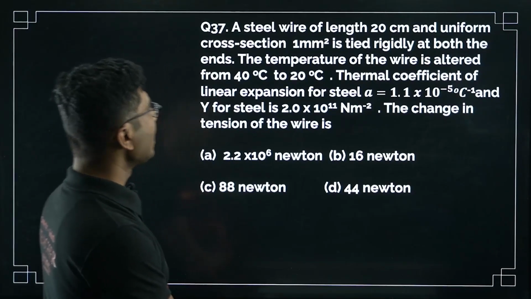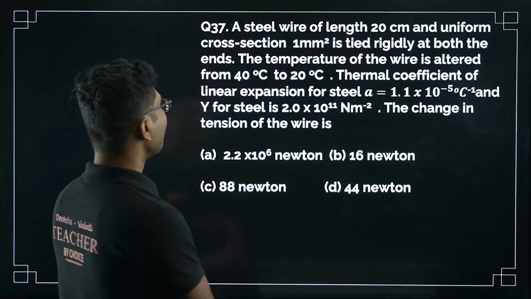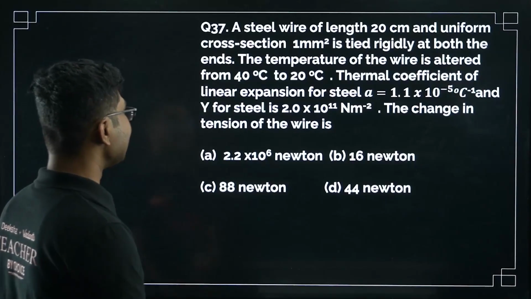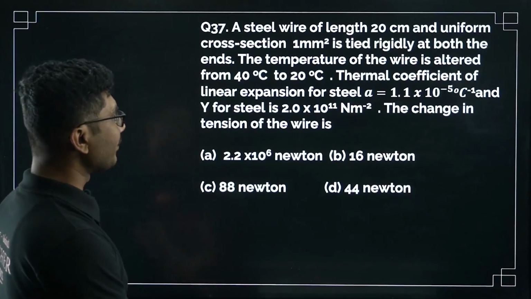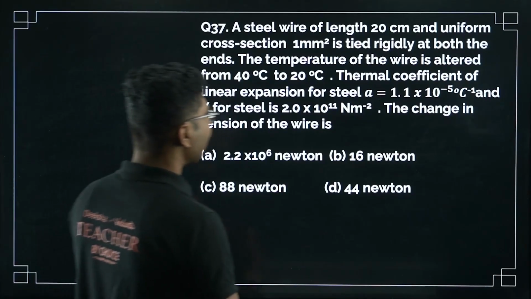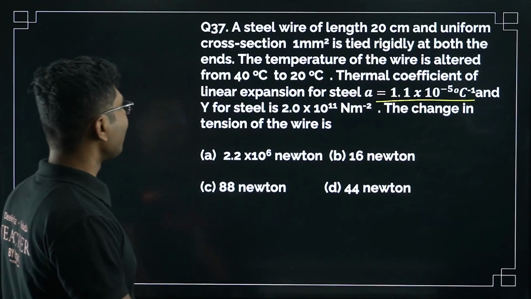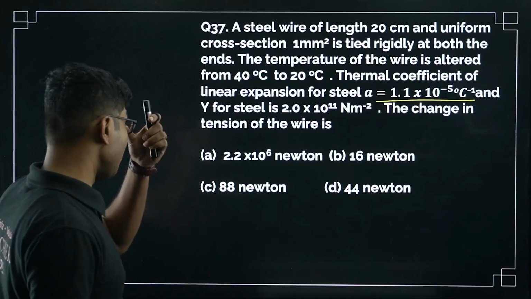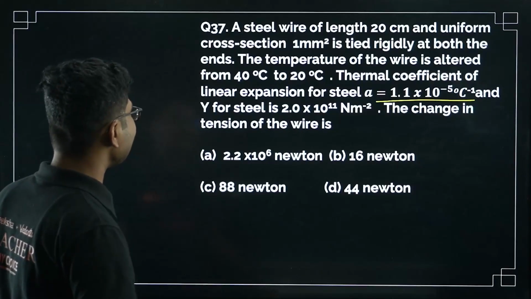A steel wire of length 20 cm and uniform cross section 1 mm square is tied rigidly to both the ends. The temperature of the wire is altered from 40 degrees Celsius to 20 degrees Celsius. The thermal coefficient of linear expansion is alpha equals 1.1 into 10 to the power of minus 5, and Young's modulus for steel is 2 into 10 to the power of 11 Newton per meter square. Find the change in the tension of the wire.